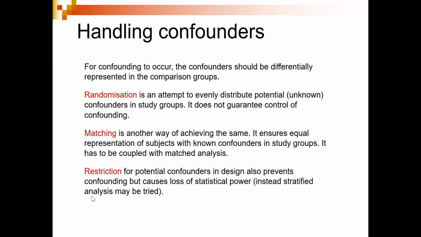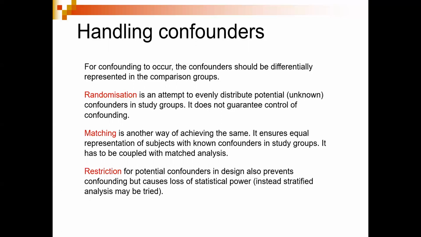So in terms of handling confounding, how do these things work? Randomization. By randomizing, you are attempting to evenly distribute the potential confounders, and mainly the non-confounders, randomly into your study groups.